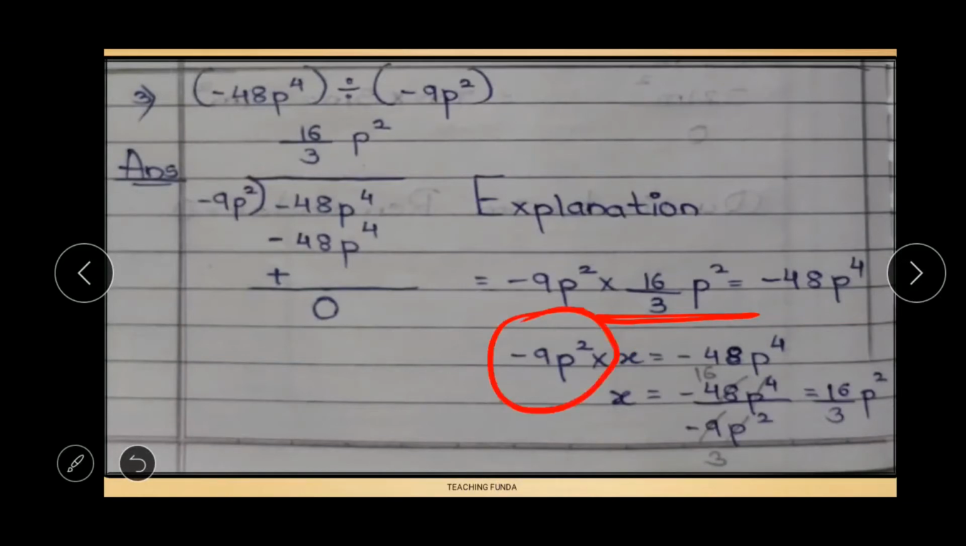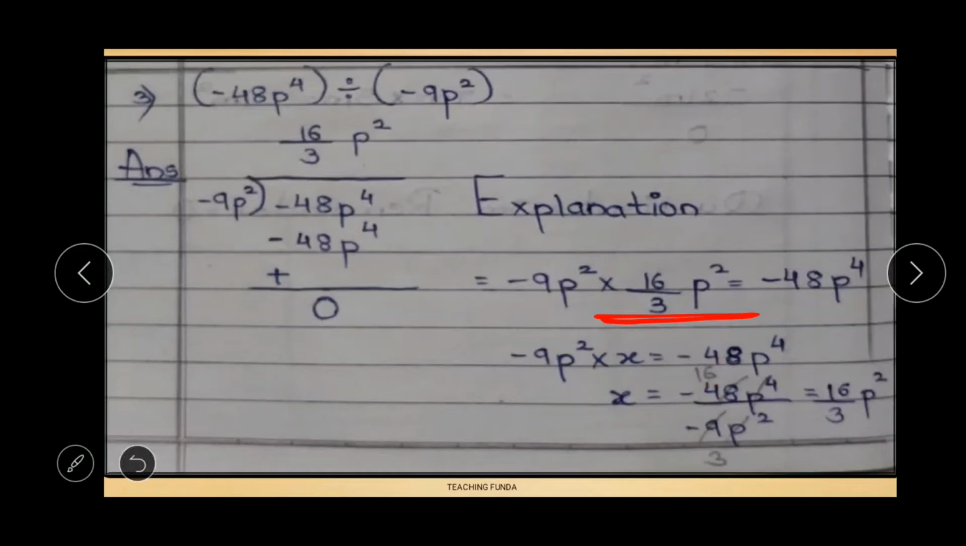X will remain here only. This minus 9p square will move to the right hand side. Here it is in the multiplication. When it moves to the right hand side, it will divide minus 48p raised to 4. So see, this is the next step. X is equal to minus 48p raised to 4 upon minus 9p square. Now here by which number or by which table can you tell, in which table both 9 and 48 come? 3's table, so 3 3s are 9, here 3 I have written, and 3 16s are 48.